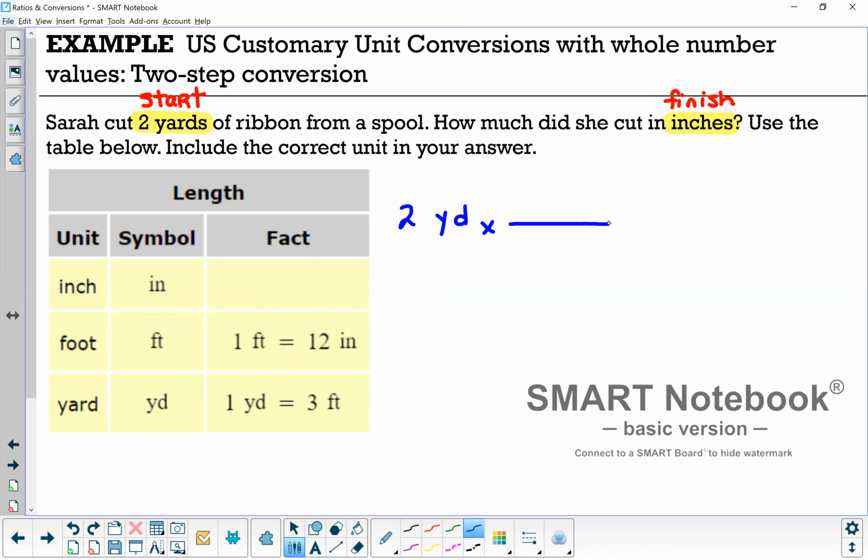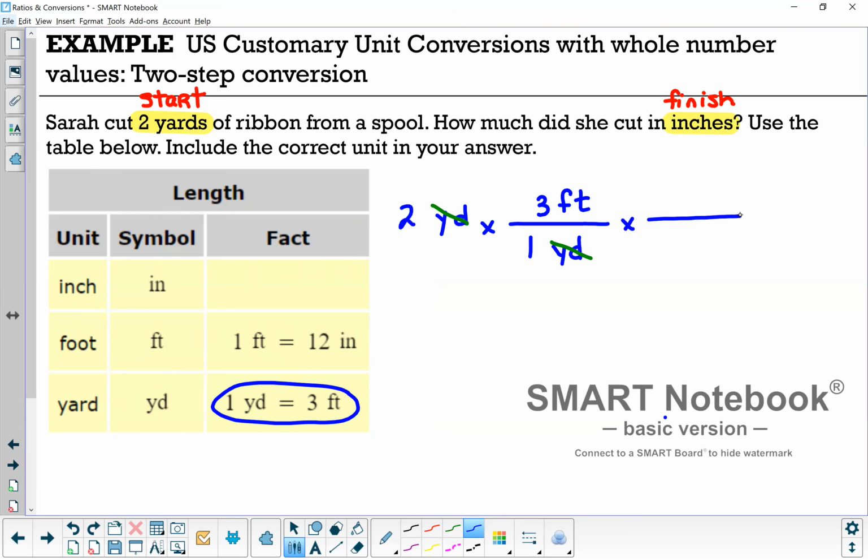So we can go from yards to feet. All right, so let's try that. I'm going to put 1 yard in the denominator. So therefore, the 3 feet goes into the numerator. So I can see here, yards divided by yards is eliminated. Now I'm at feet. I need to go towards inches. So I need to multiply by another equivalent statement or conversion factor.